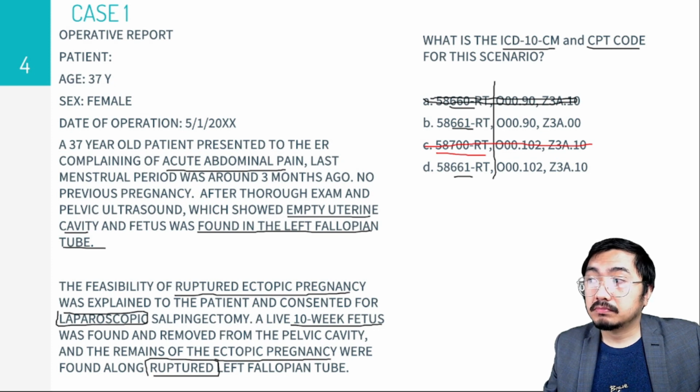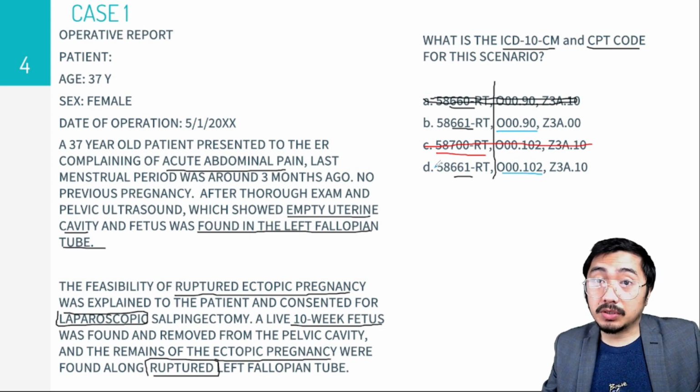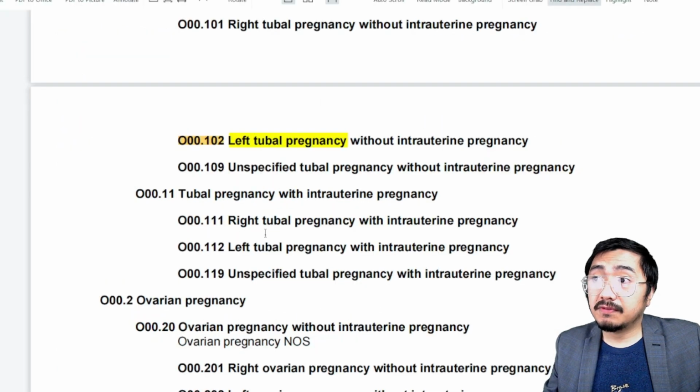So again, let's choose this one. So you have to check now the ICD code. So you have O00.90. We're not yet done because B and D show the same CPT codes. You have your O00.90 and O00.102. So let's go to your tabular list and find out.